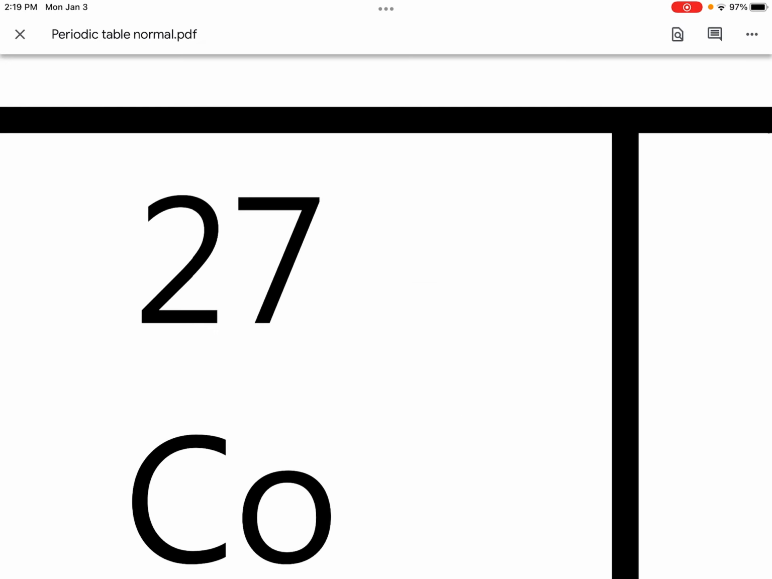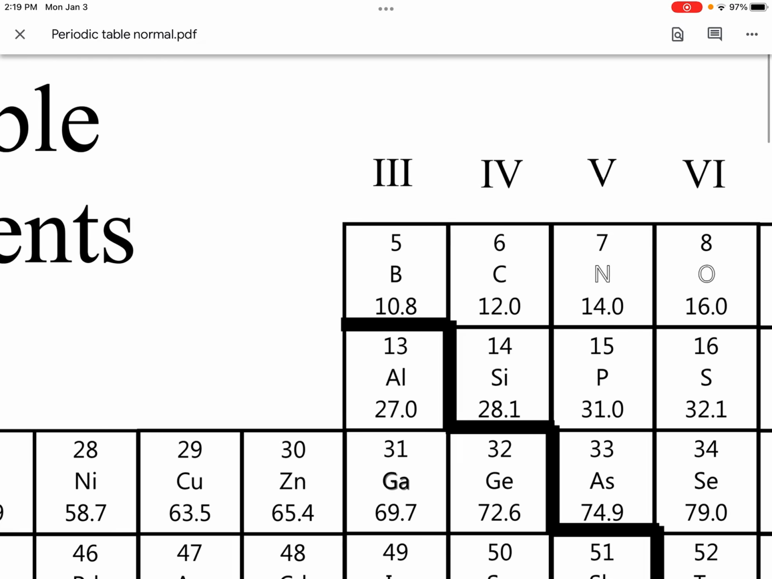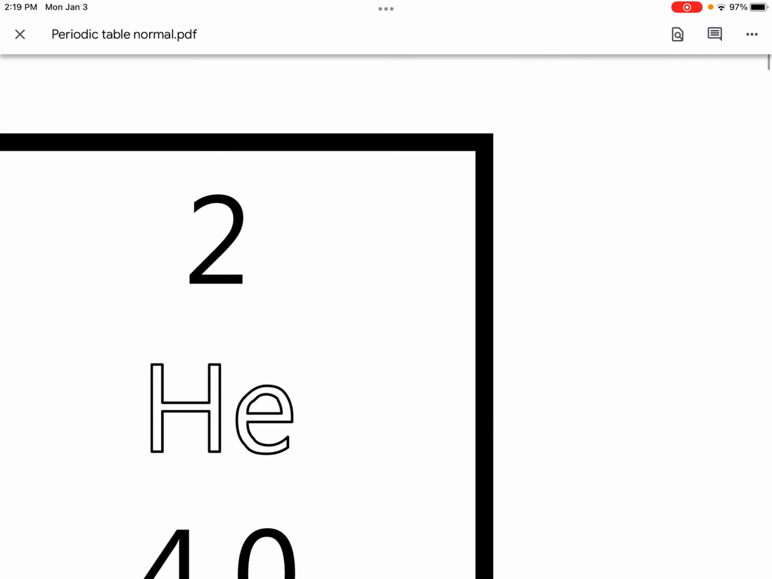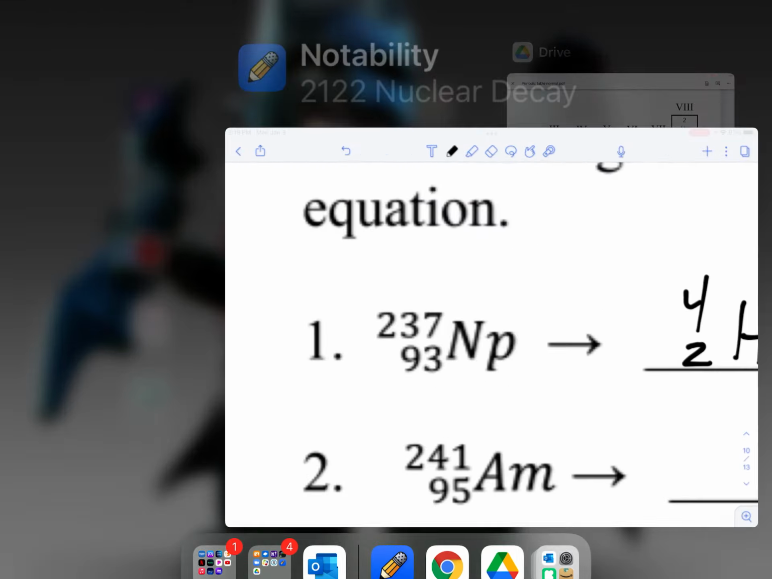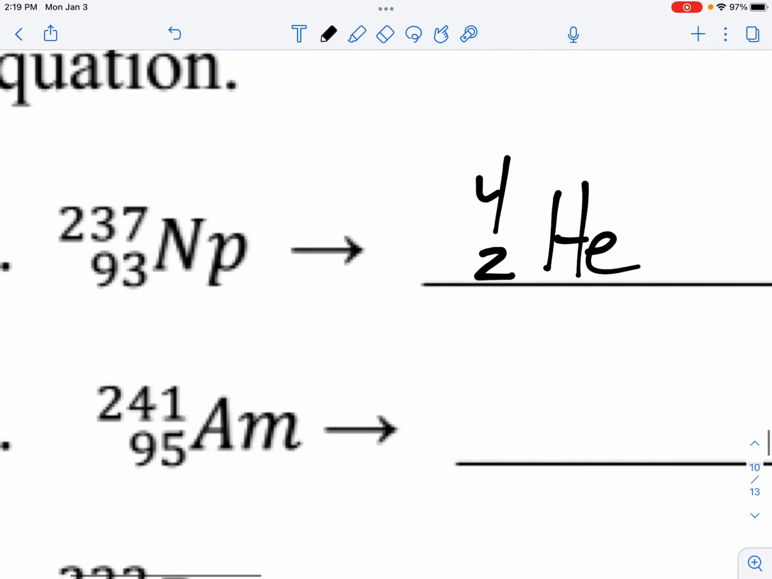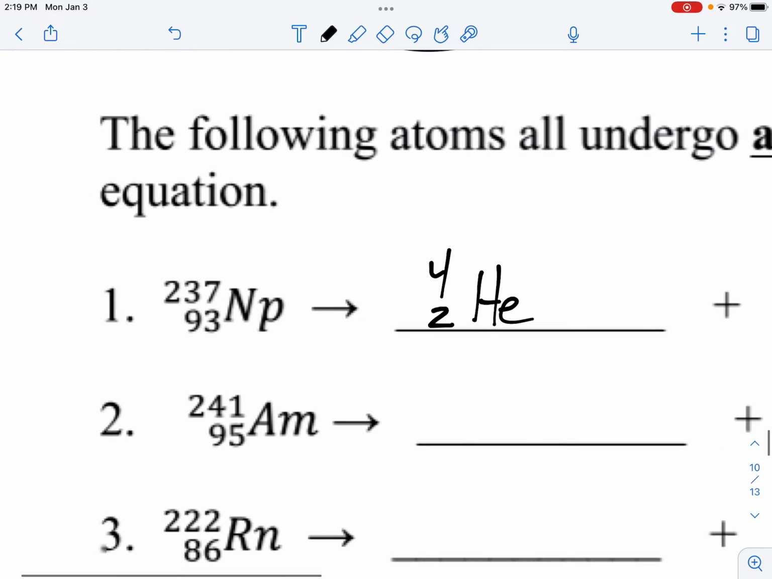If it's cobalt, it's always going to be 27 protons. If it's helium, it's always going to be 2. You can always trust the top number. So anyway, I've got 237 and I've got 93, and I just gave off 4 from up top and 2 from down below. So what does that leave me with?